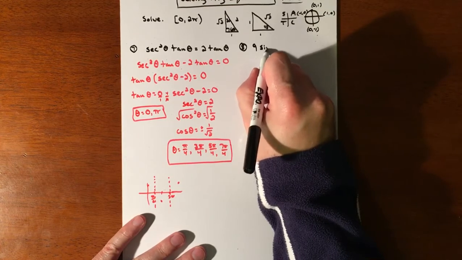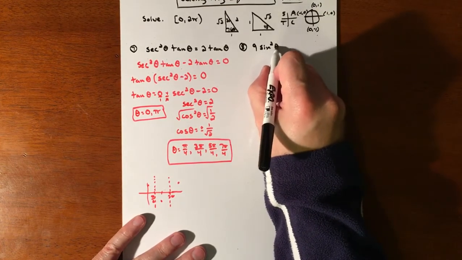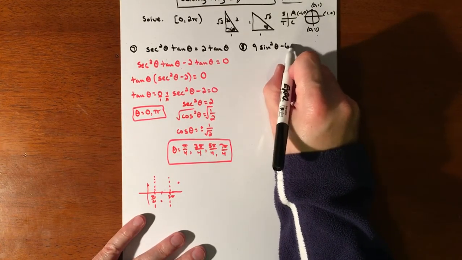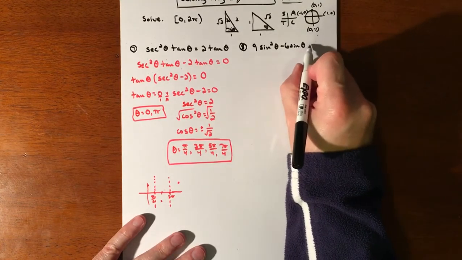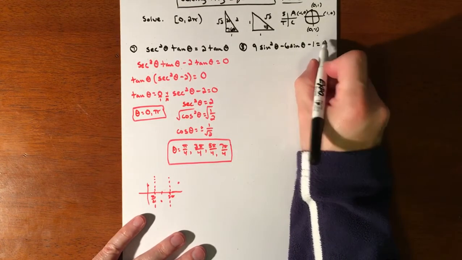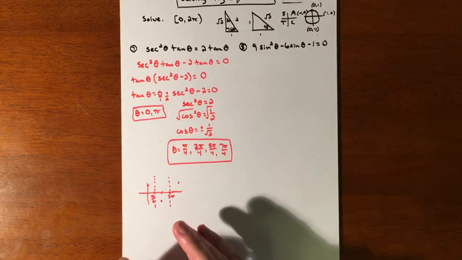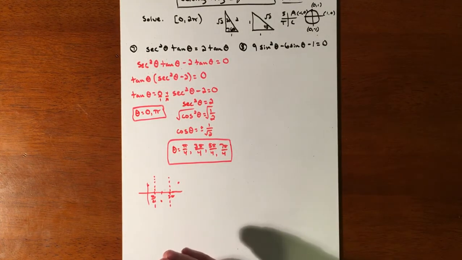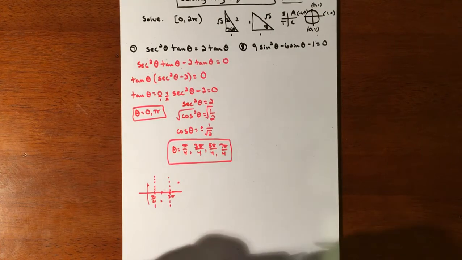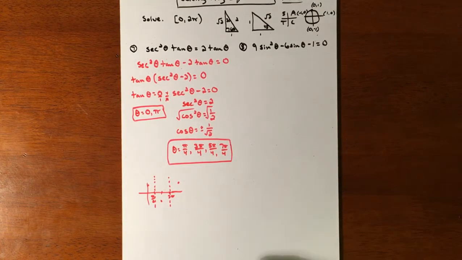So 9 sine squared theta minus 6 sine theta minus 1 equals 0. All right, so this is a very clean looking quadratic, but is it factorable? That's kind of the biggest thing.